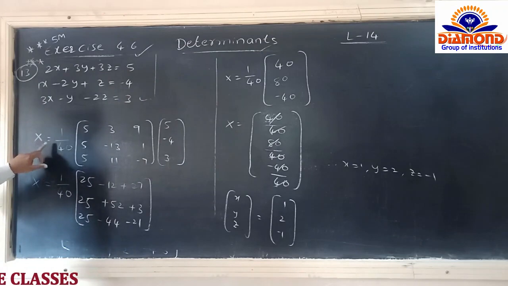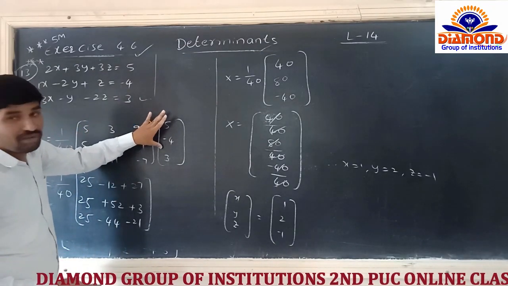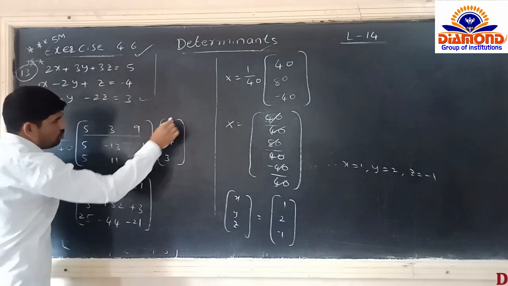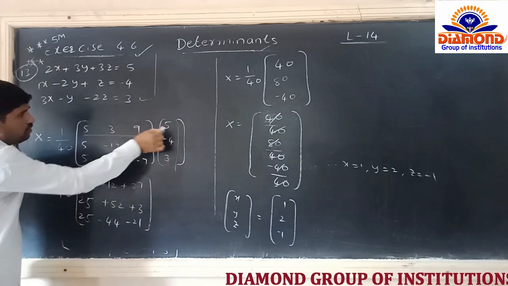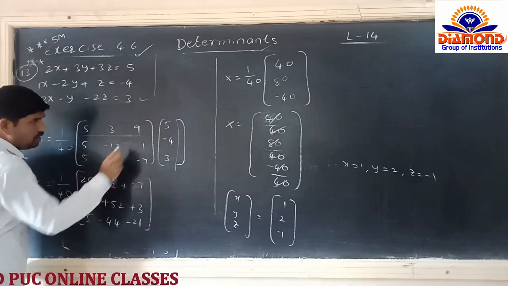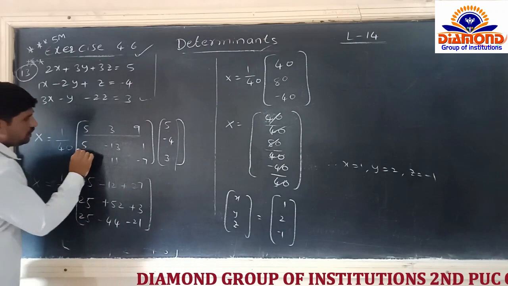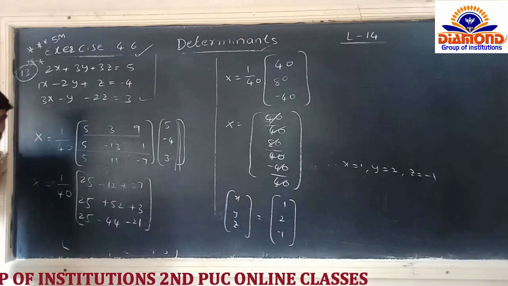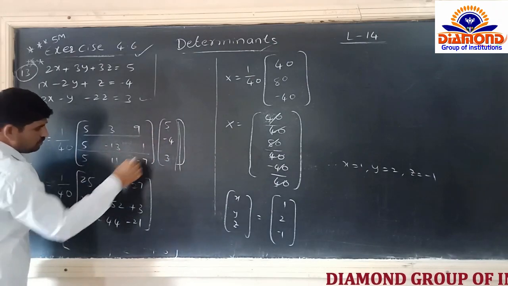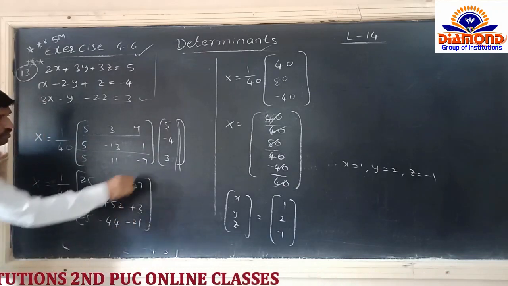So X is equal to, we have the A inverse matrix, and again this is the matrix B. So just we can multiply these two matrices. First row, first column: 5 into 5 is 25, minus into minus 4, 3 are 12, plus into plus is plus, 9 into 3 is 27. Again we take the second row and multiply with the first column: 5 into 5 is 25, minus into minus plus, 13 into 4 is 52, plus 1 into 3 is 3.